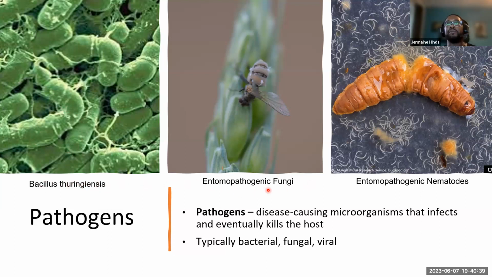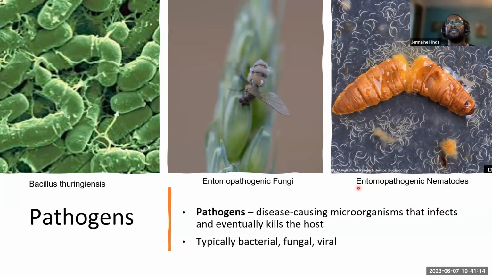Then there's entomopathogenic fungi. So entomo, like entomology, just means insect. Pathogenic means disease-causing. So these are fungi that cause disease in insects. So this is a fly. It has 2 wings, but you see these fungal spores coming out of this fly. So this fly was infected by a fungus, it was killed, and now that fungus is reproducing to hopefully catch more flies.